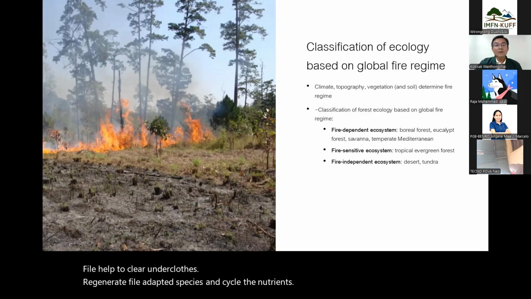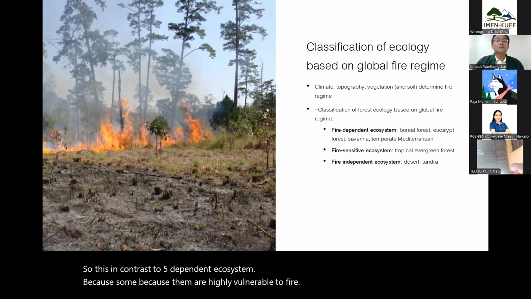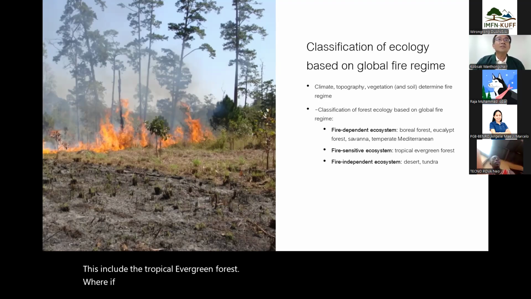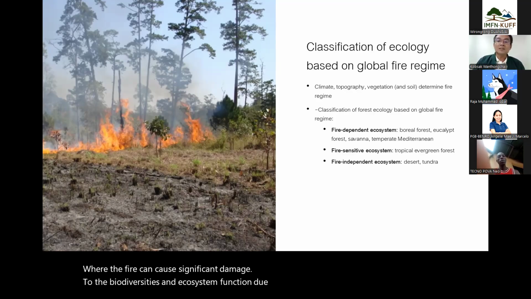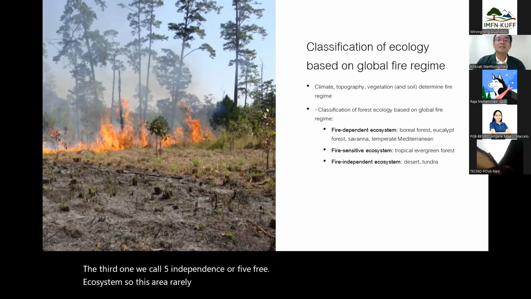The second we call fire-sensitive ecosystems. This is in contrast to fire-dependent ecosystems, because some ecosystems are highly vulnerable to fire. These include the tropical evergreen forest, where fire can cause significant damage to biodiversity and ecosystem function due to the absence of evolutionary fire adaptations. The third one we call fire-independent or fire-free ecosystems. These areas rarely experience fire naturally, such as the desert and the tundra.